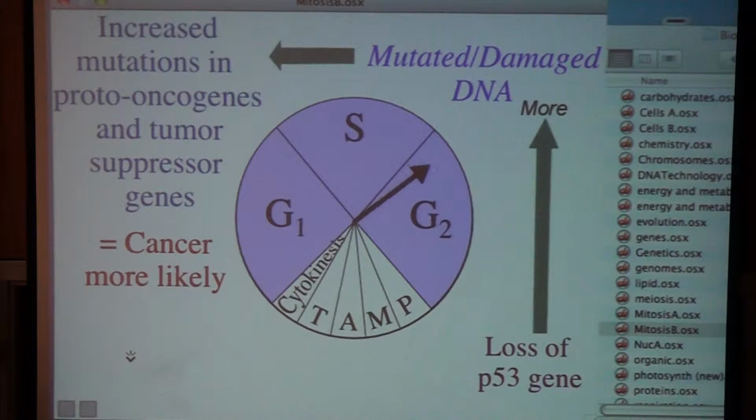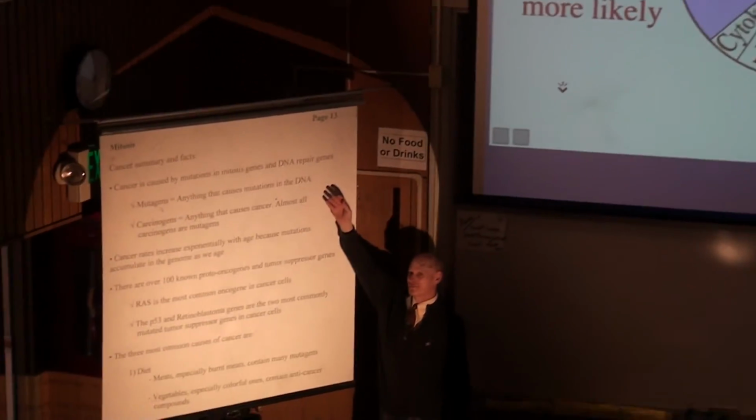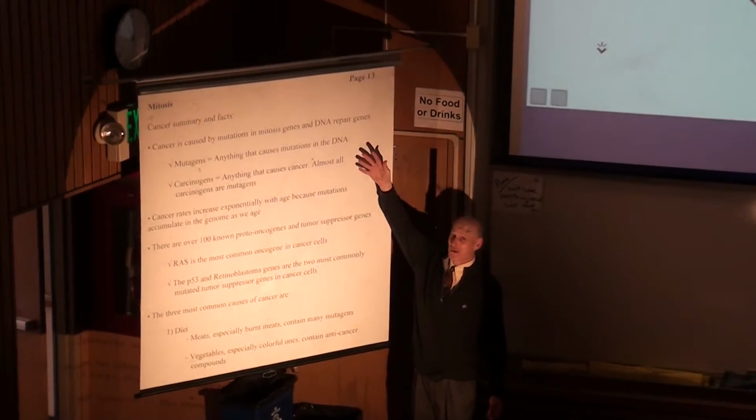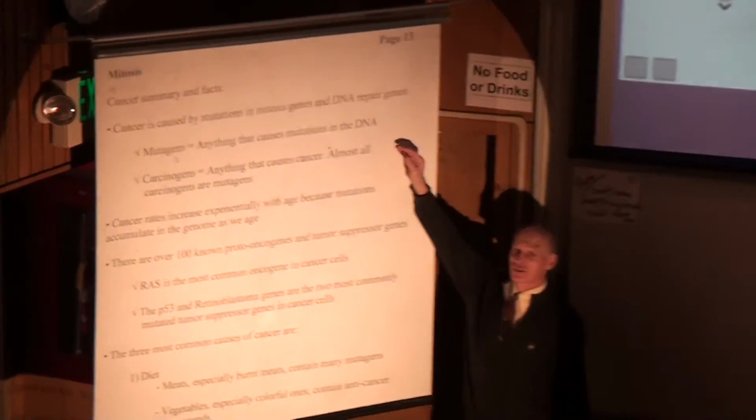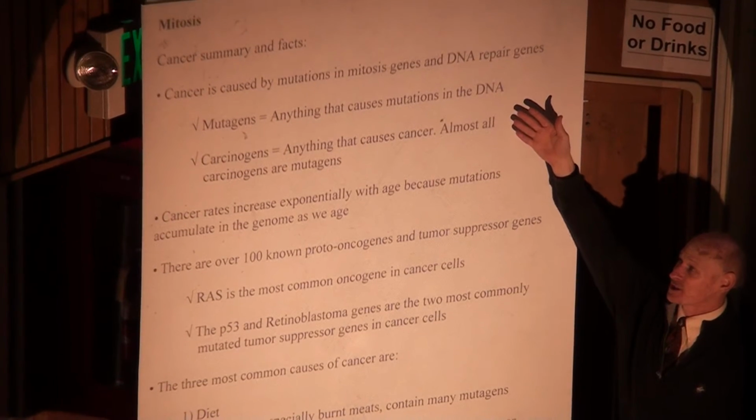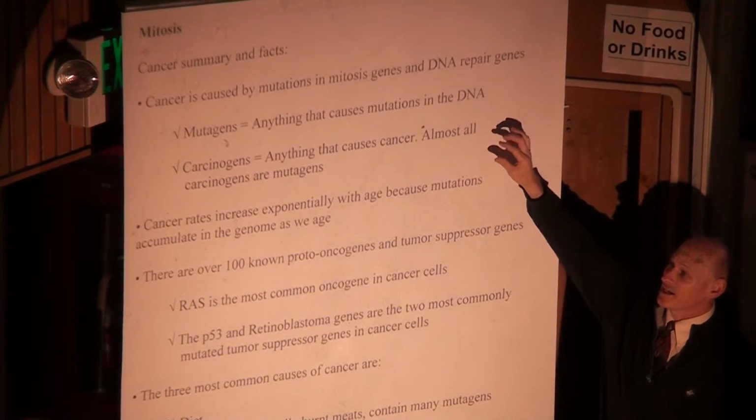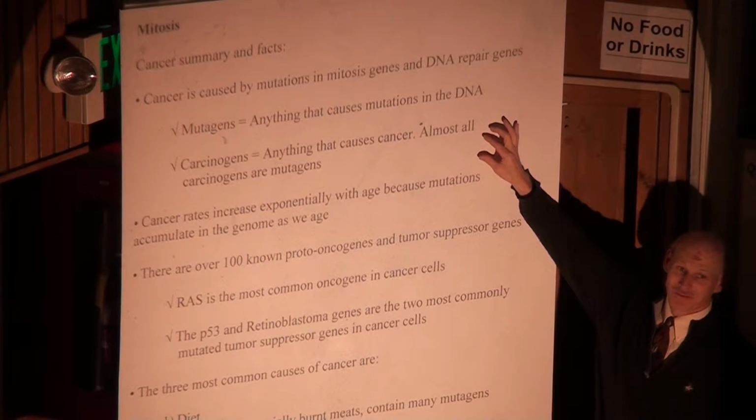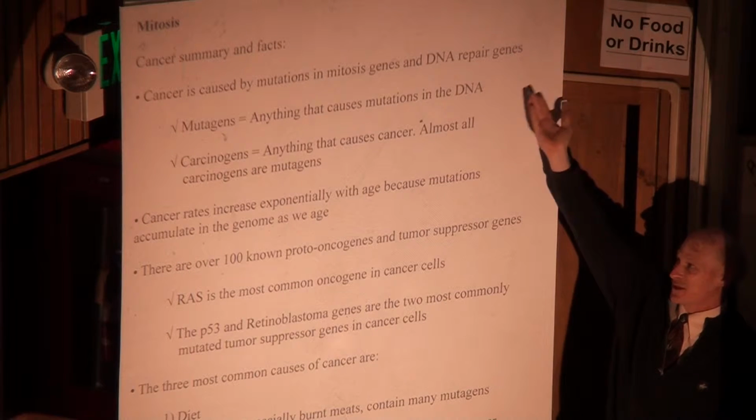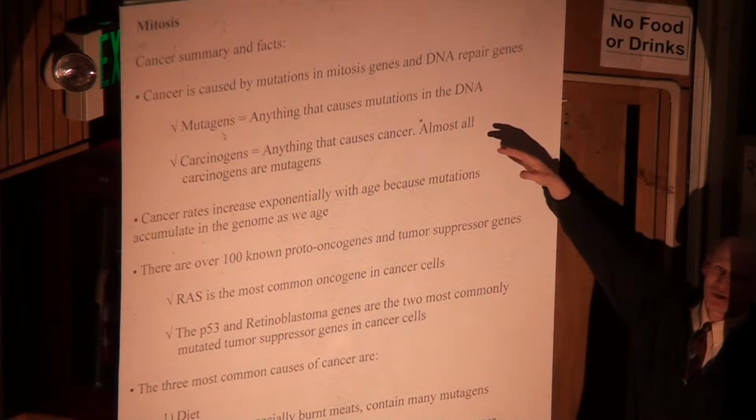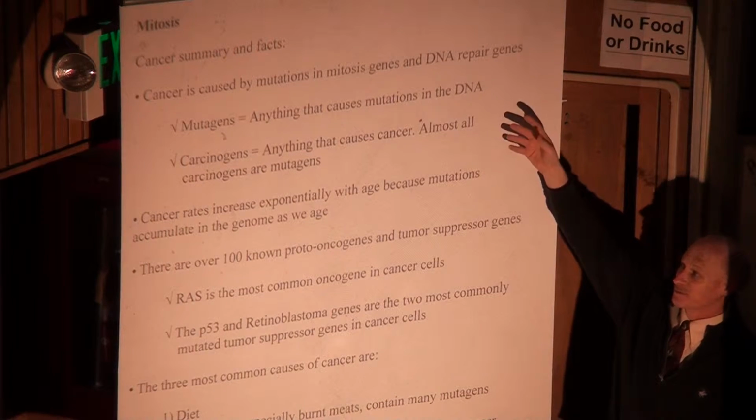And we talked about these terms: a mutagen is anything that increases mutation rates. Radiation is a good example. It causes mutations in DNA. Certain chemicals are mutagens. If you get those inside your body, they get inside your cells and can mutate your DNA. Carcinogens are things that lead to cancer, and almost all carcinogens are mutagens. Cancer is caused by mutations in proto-oncogenes and tumor suppressor genes and DNA repair protein genes.